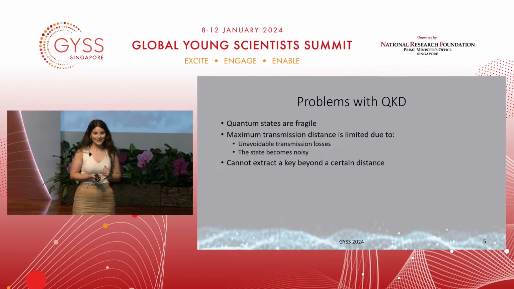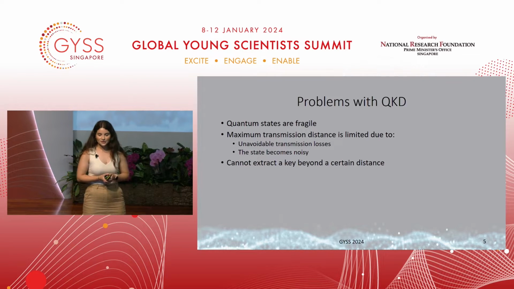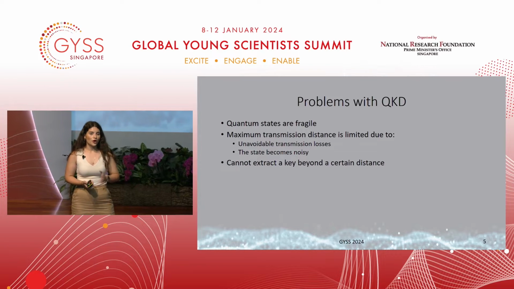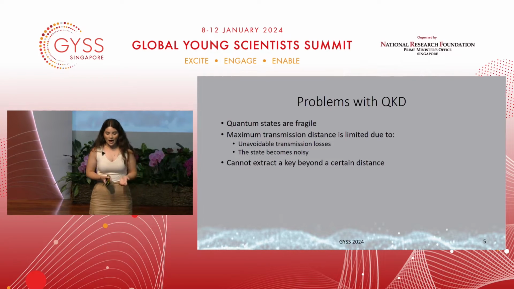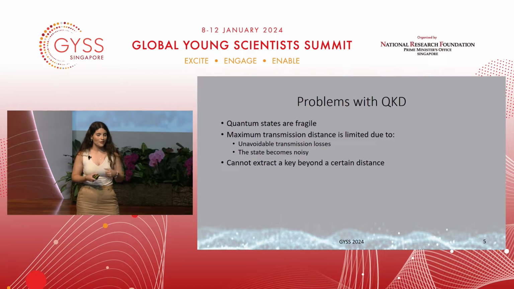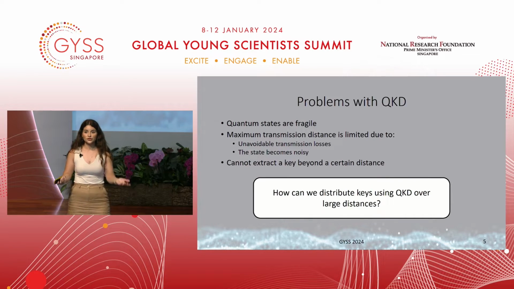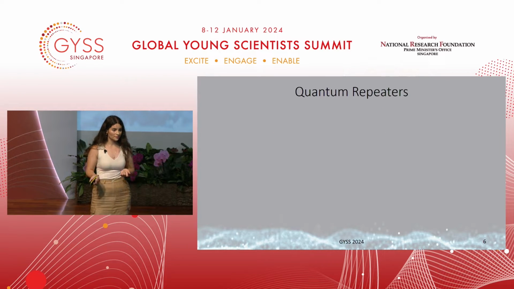Unfortunately, QKD is not perfect, as nothing in life is ever perfect. We use quantum states, and quantum states are fragile. So over a certain distance, we can't actually extract a key, because the states become too noisy, or they just lose some photons. So the question we're trying to answer is, how can we distribute keys over large distances when we use QKD? One of the proposed solutions is called quantum repeaters.